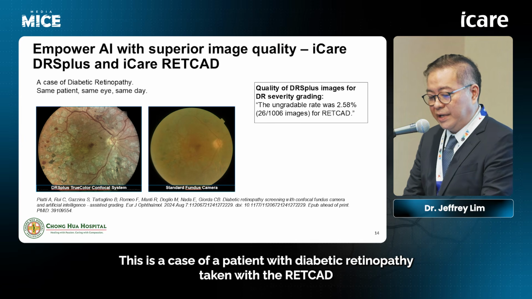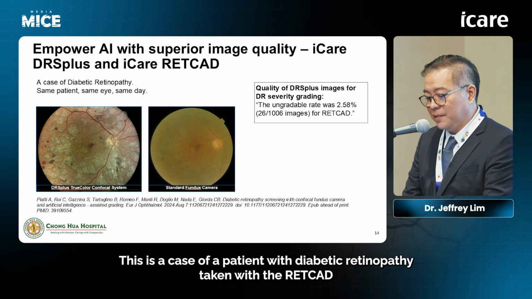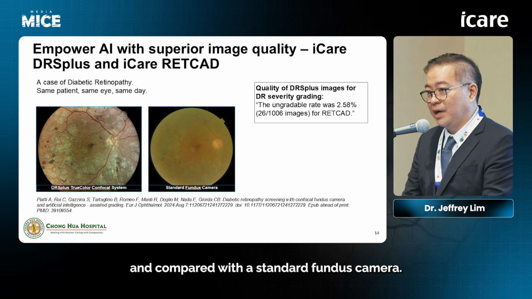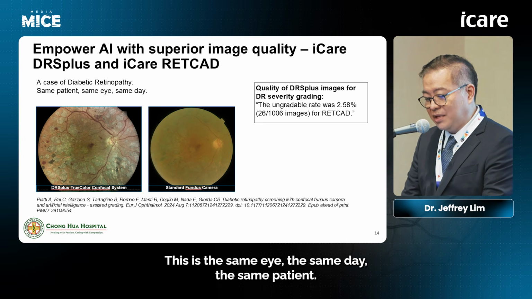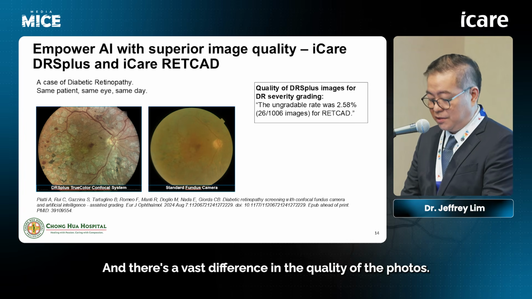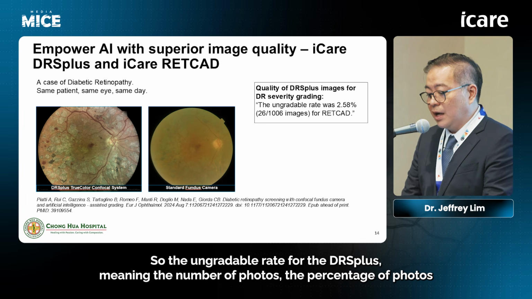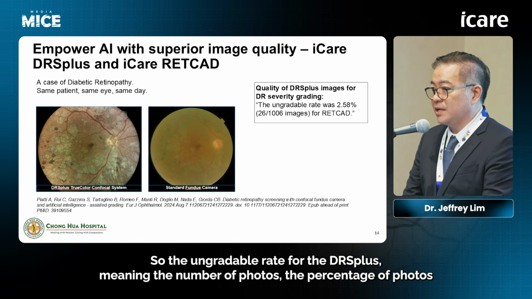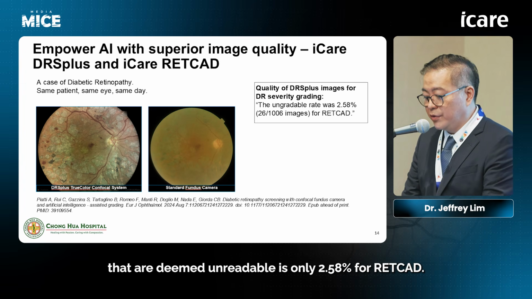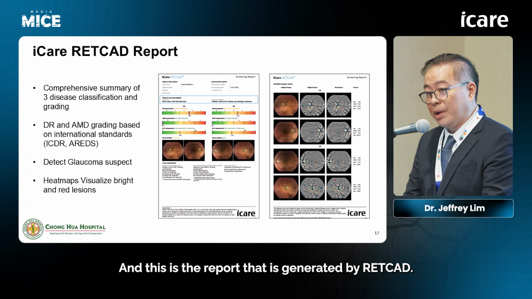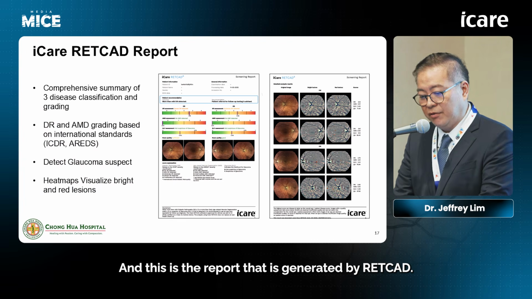This is a case of a patient with diabetic retinopathy taken with the RETCAD and compared with a standard fundus camera. So you can see the difference in quality. This is the same eye, the same day, the same patient, and there's a vast difference in the quality of the photos. The ungradable rate for the DRSplus, meaning the percentage of photos that are deemed unreadable, is only 2.58% for RETCAD. And this is the report that is generated by RETCAD.